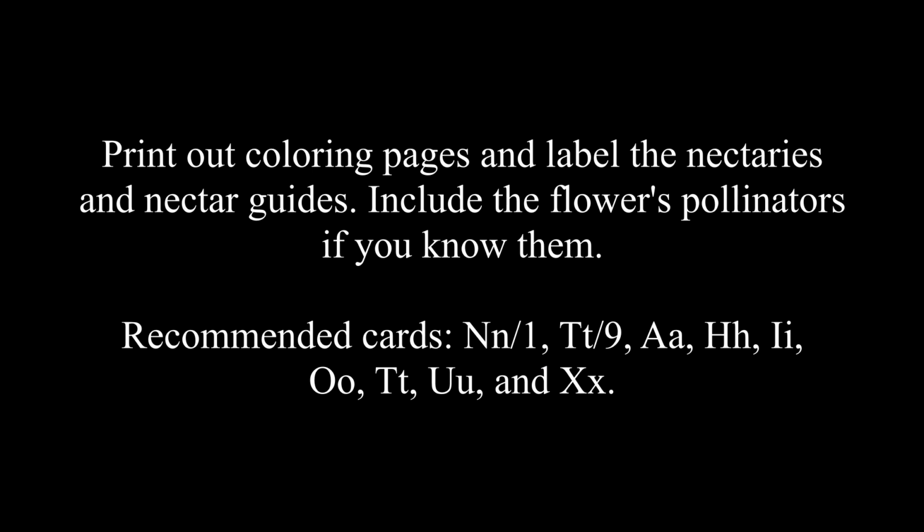So print some coloring pages and label the nectaries and the guides. Include the flower's pollinators if you know. Some good ones you can use are N or 1, both of those are nasturtium, T or 9, both of those are toad lily. And then you can also do A, H, I, O, T, U, and X. Those are some other good ones that are really, really easy. The X was super easy. That was my first version of the cards. The X was in Nectar Guides because those are really easy to see as well.